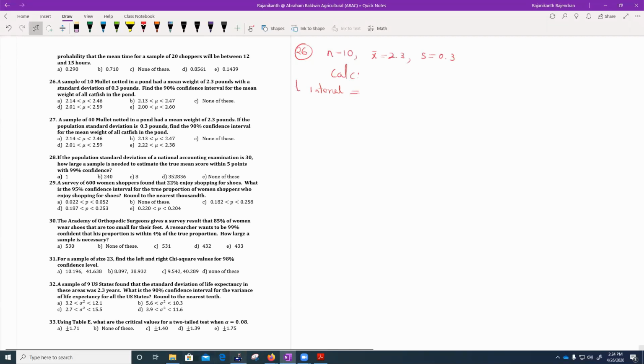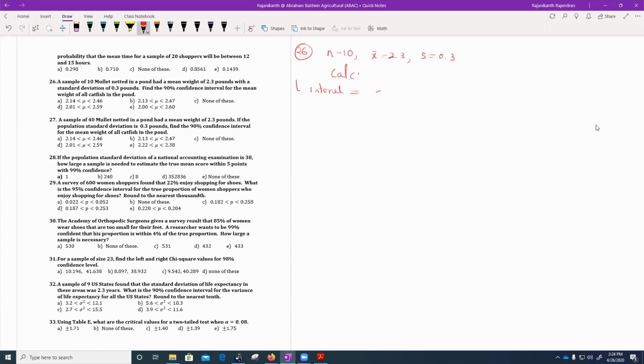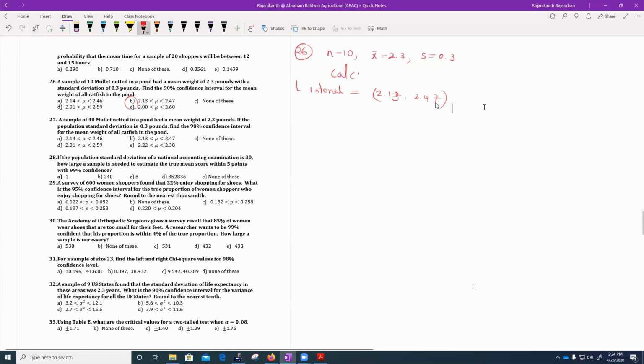So what is the answer there? So 2.12 and 2.47. So where's that? This is close to B, right? Is that 2.12 or 2.13? It is 2.13, 2 decimal places. So that is choice B.